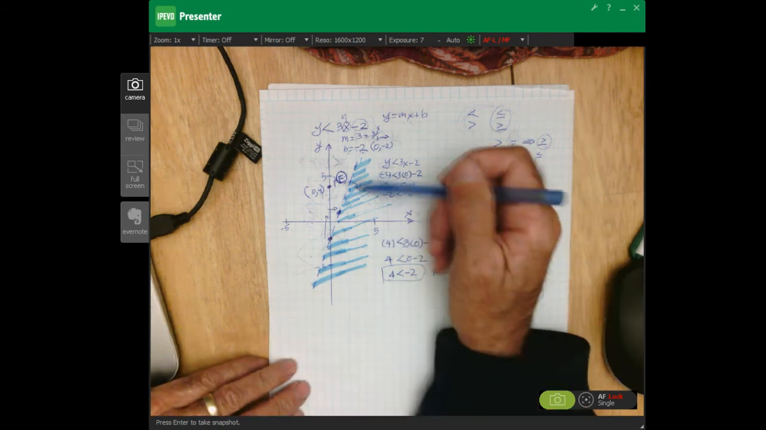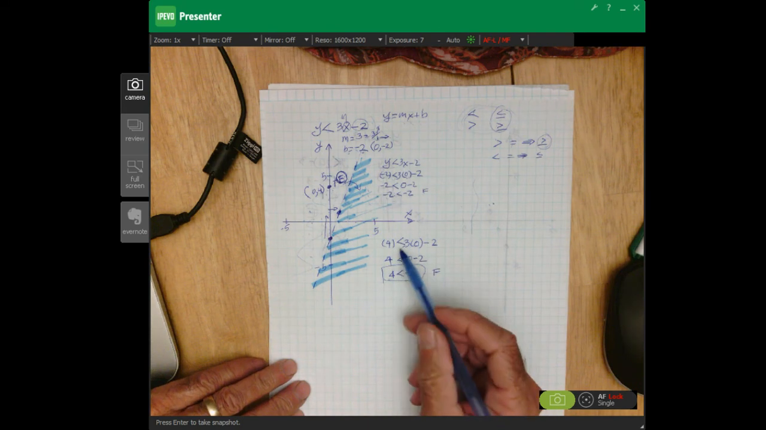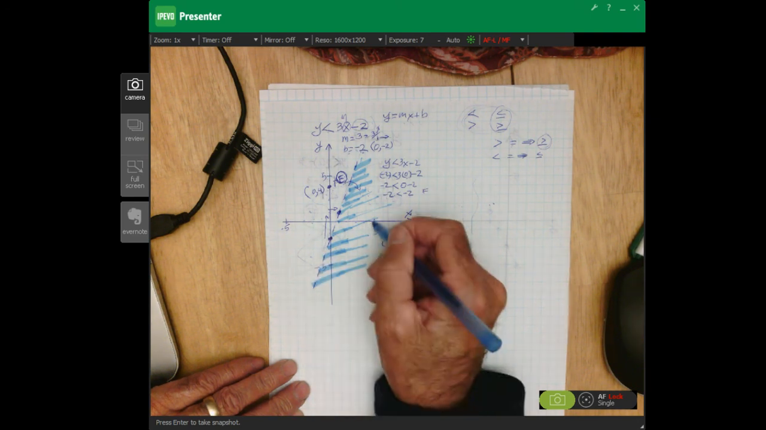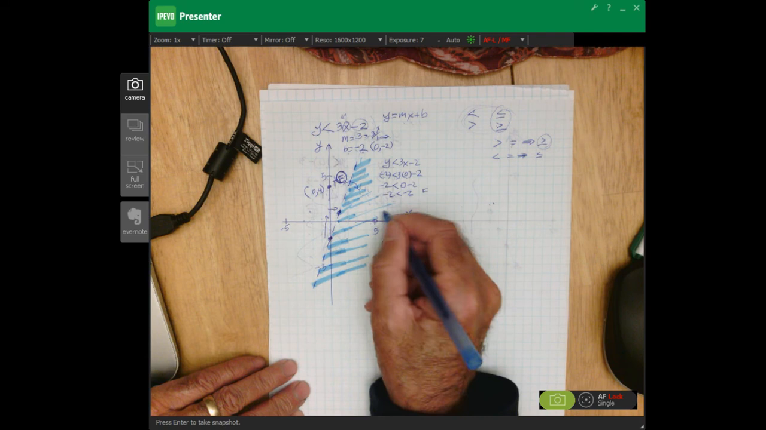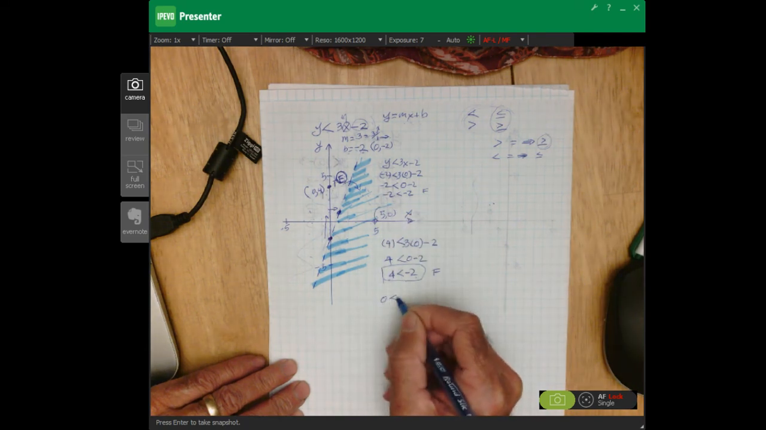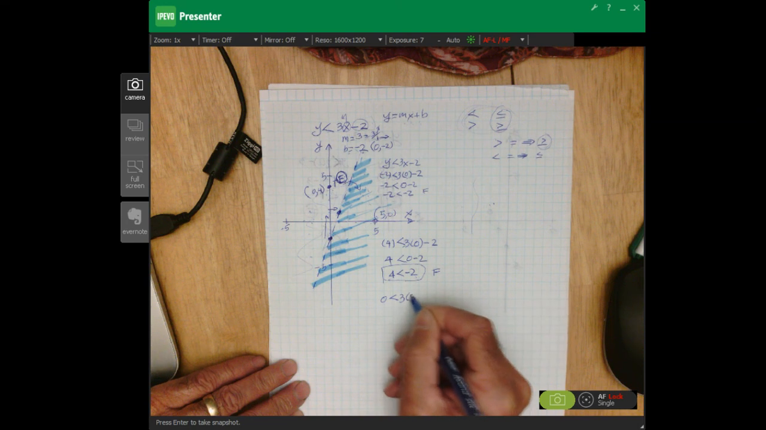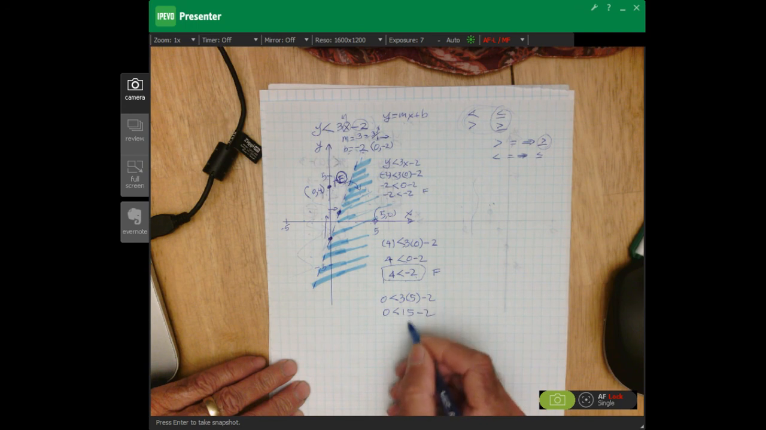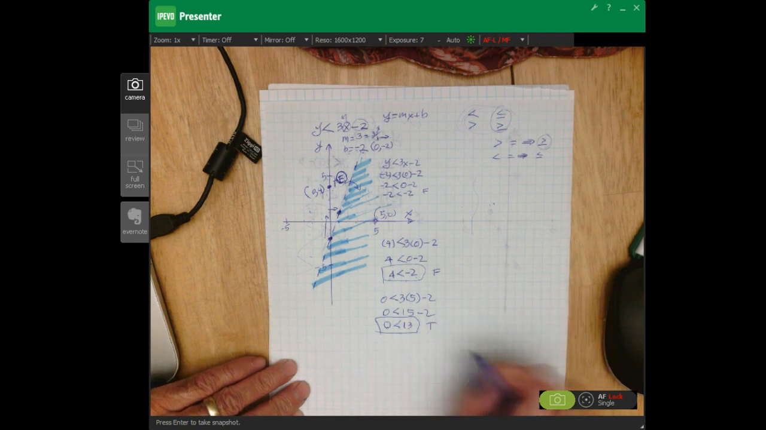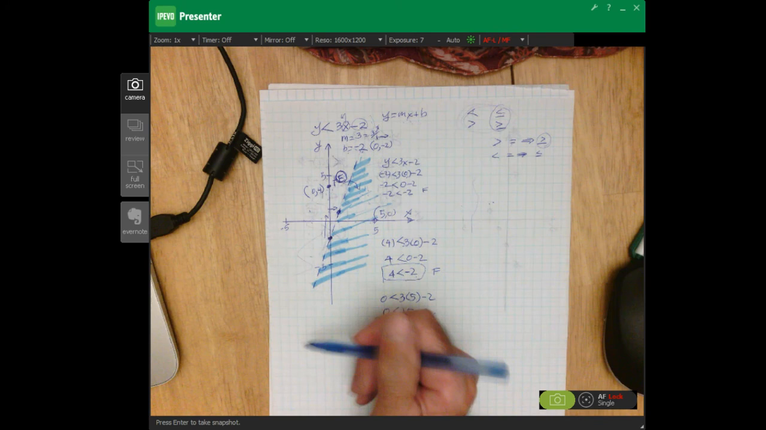Okay, so one side or the other, and you find out which side to shade by picking a test point. We could have used this point too, right? Any point. If we wanted to test that again, now that's a 5. That would be (5, 0). What happens? 0 less than 3 times 5 minus 2. 13. Now this one is true, right? 0 is less than 13. Okay, so that's how you test that.